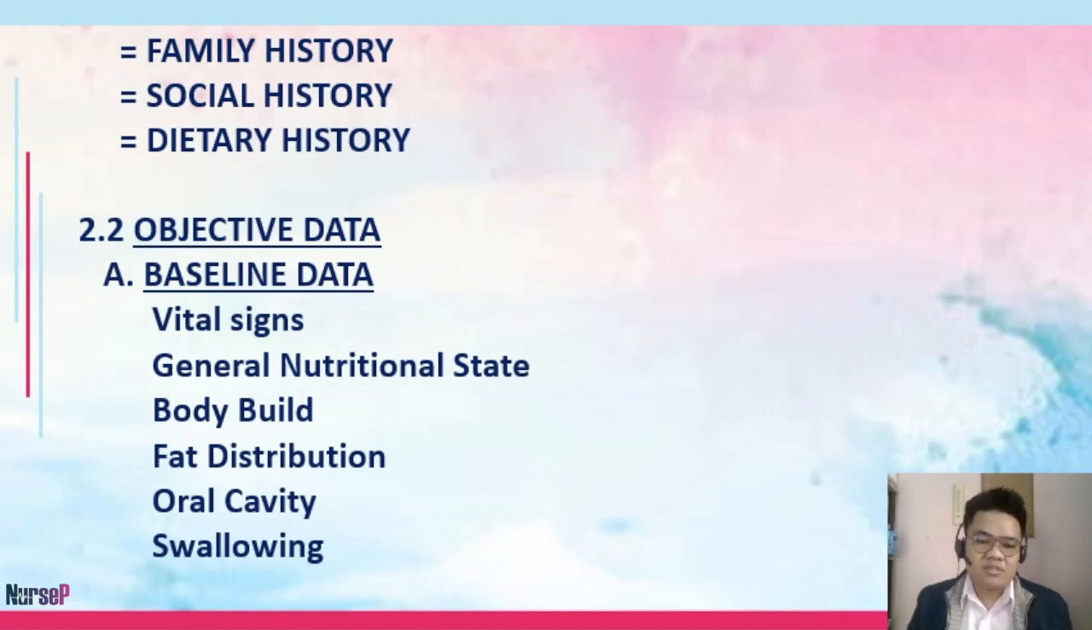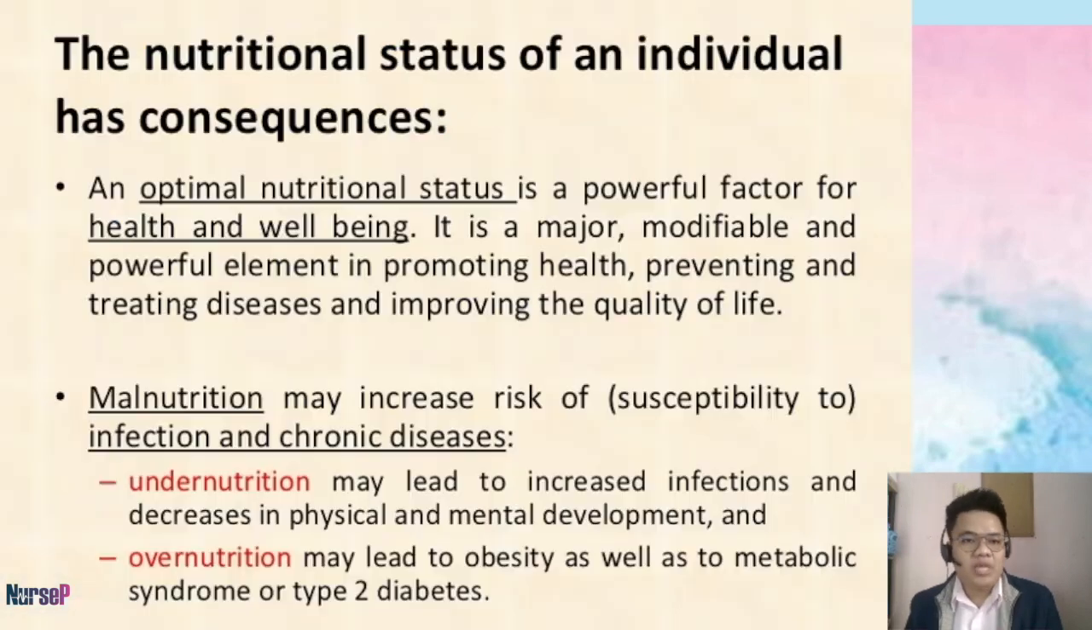Then general nutritional state, body build. We check if the patient is endomorph, mesomorph, and then ectomorph. We check if the fat is evenly distributed throughout the body. We also assess the oral cavity for the presence of lesions. We also ask our patient to swallow to determine if there is any discomfort during the process of swallowing.